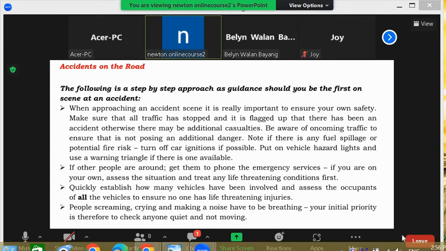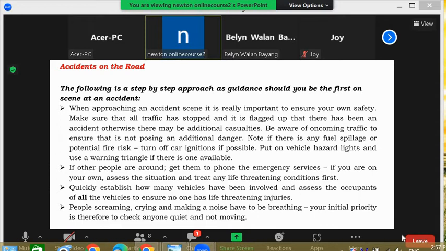Next one, accidents on the road. If you find an accident on the road, how will you take care of that patient? First of all, we must stop the traffic. We must ask for help if there is anyone, and say whether it is only me or I have another person to help.